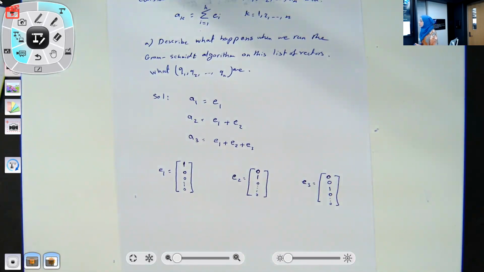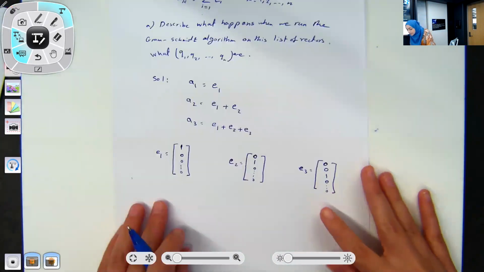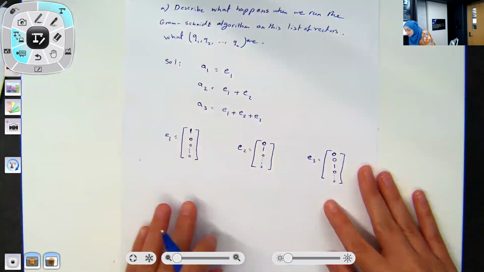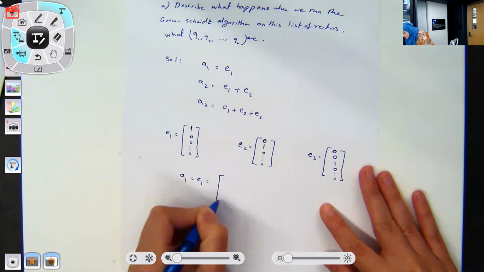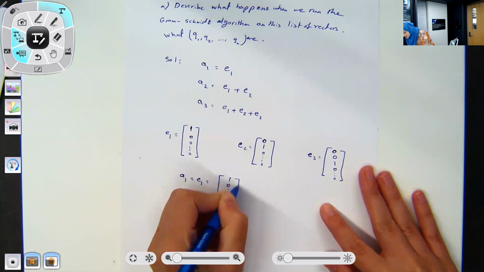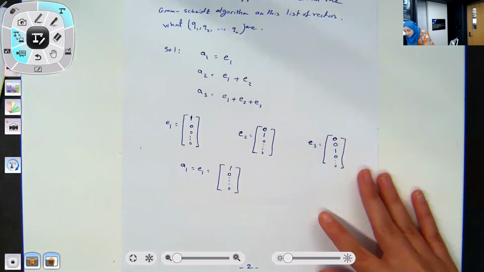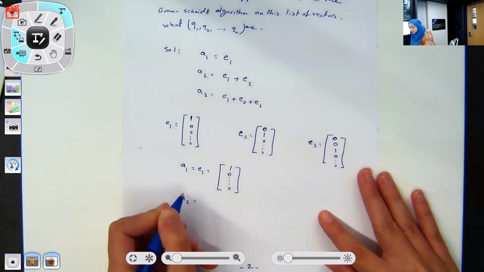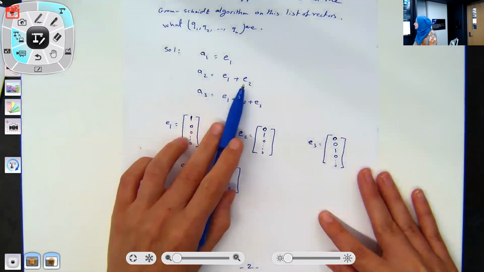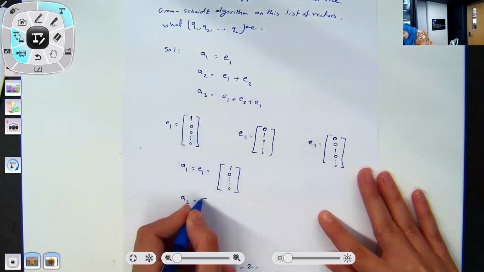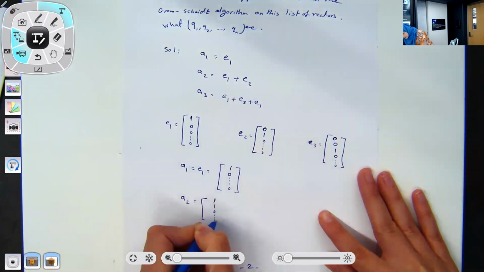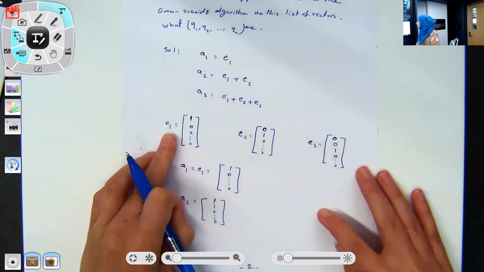If you try to find the norm of E1 or the norm of E2 or the norm of En, it will just be 1. Now from here, what's the value of A1? The value of A1 equals E1, which is 1, 0, and the rest is 0. What's the value of A2? The value of A2 equals E1 plus E2, which equals 1, 1, 0, 0, and the rest is 0. We just need to add E1 plus E2.